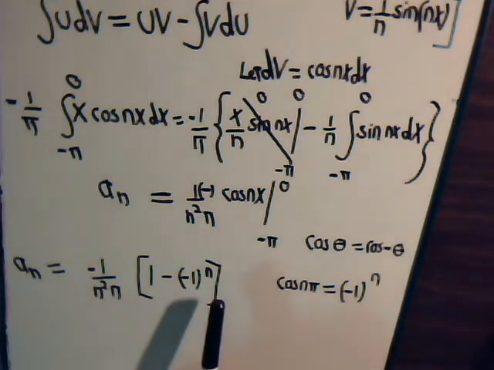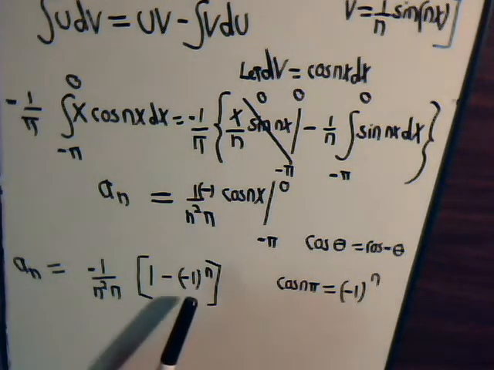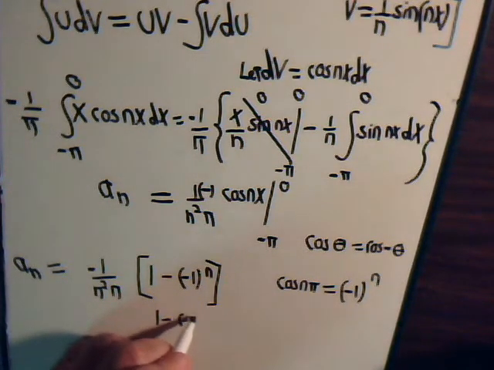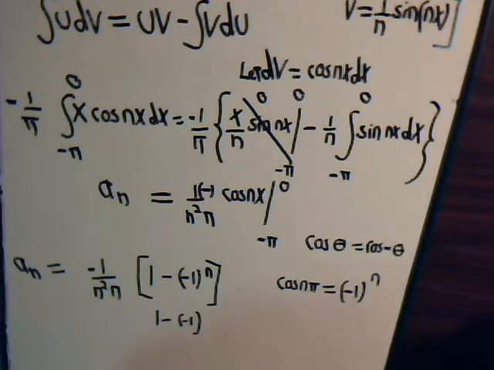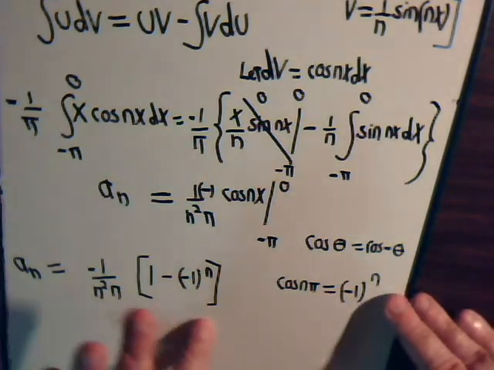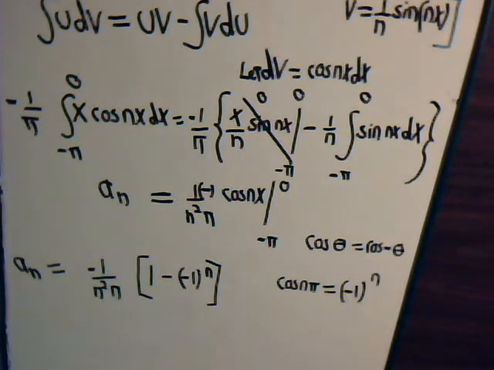Now, let's look at this. If n is even, that's plus 1. 1 minus 1 is 0. So for any even n, a sub n is 0. If n is odd, that's negative 1. We will have 1 minus negative 1. That would be 1 plus 1. That would be plus 2. So this part here in the parentheses is either going to be 0 or 2, depending upon whether n is odd or even.